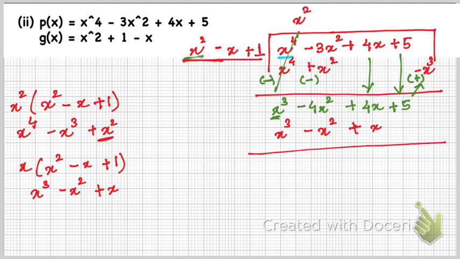Now changing the sign again, this x cube will become minus, this will become plus, and this will become minus. We just reverse the signs, right? Now x cube and minus x cube get cancelled, plus 4x square minus 4x square plus x square will give us minus 3x square. 4 minus x will give us plus 3x, and it will give us 5, right? This 5 will come down, so we will get 5 over here.